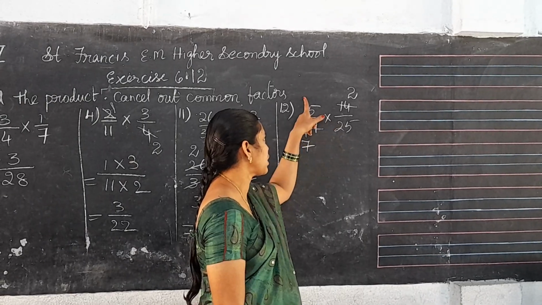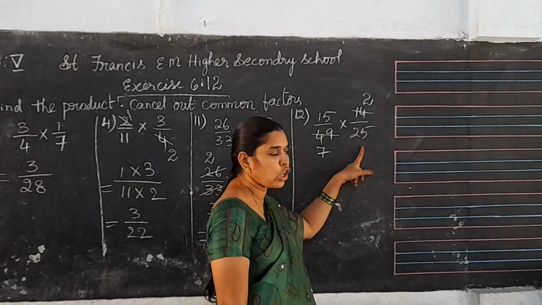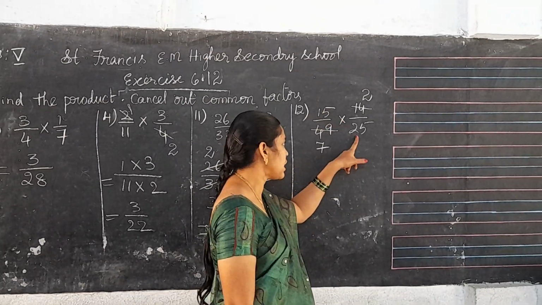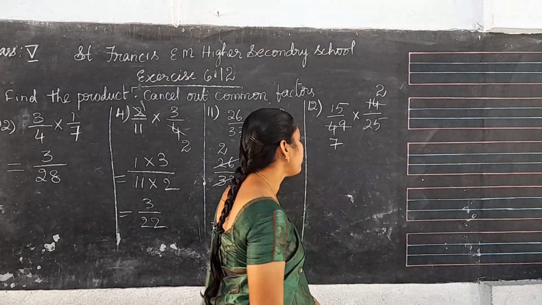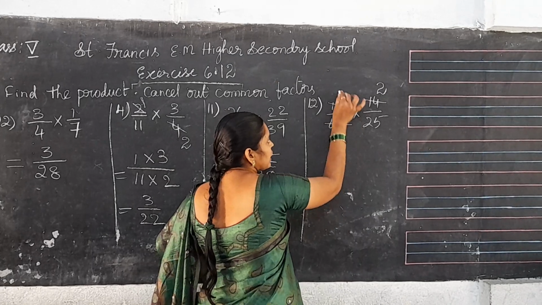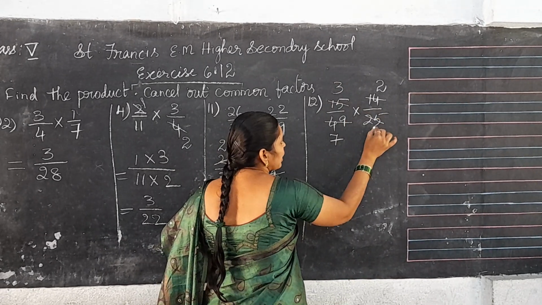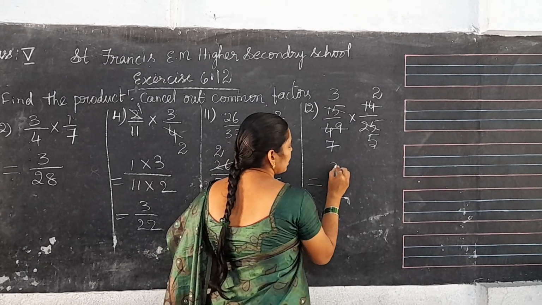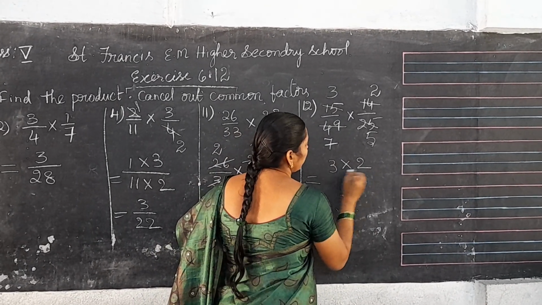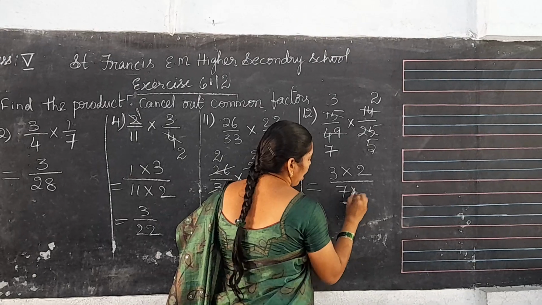These two numbers: first numerator, second denominator. This is 15 and this is 20. Any common factor? Yes. What is that? 5. 5 table will go. 5 3s are 15. 5 5s are 20. Right? Now what is left? 3 into 2 by 7 into 2.